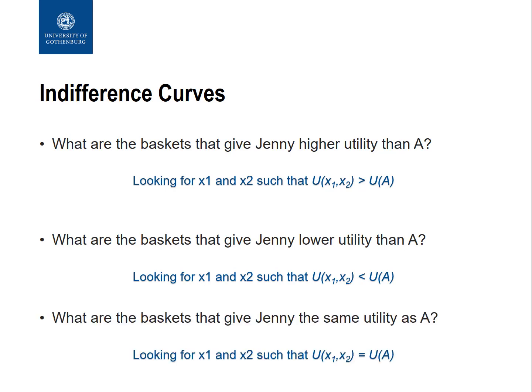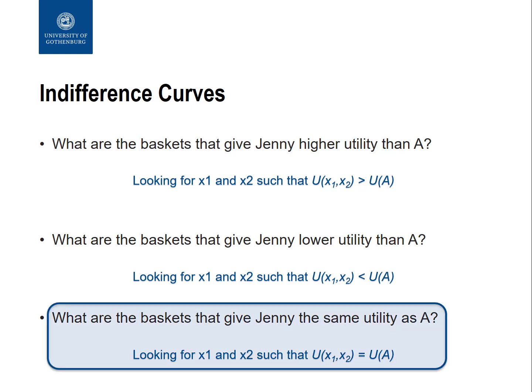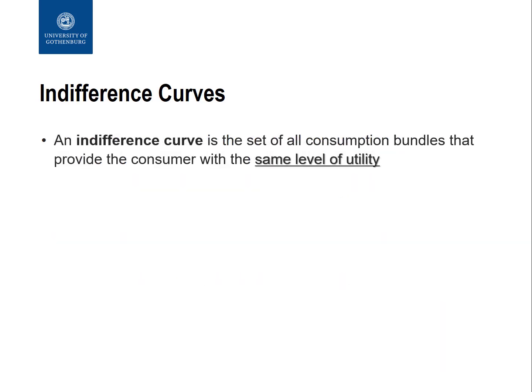And what are the baskets that give Jenny the same utility as A? For this case, we will look for x1 and x2 such that the utility of x1 and x2 is equal to the utility of A. Actually, this latter case defines an indifference curve. So, an indifference curve is the set of all consumption bundles that provide the consumer with the same utility level.